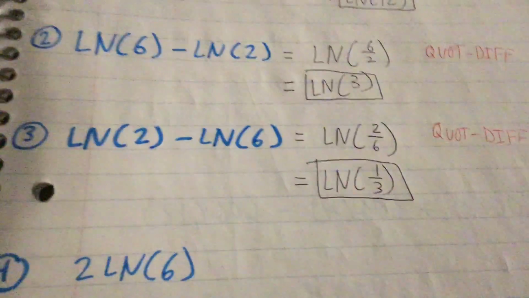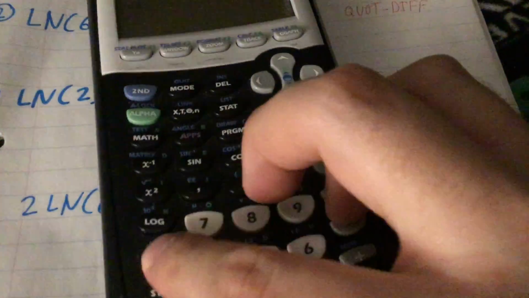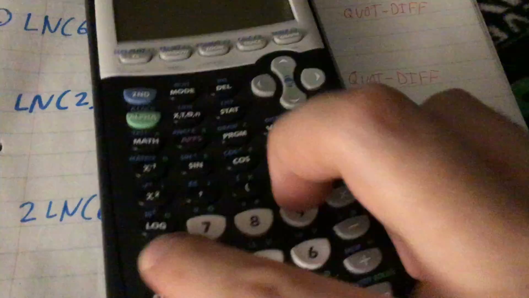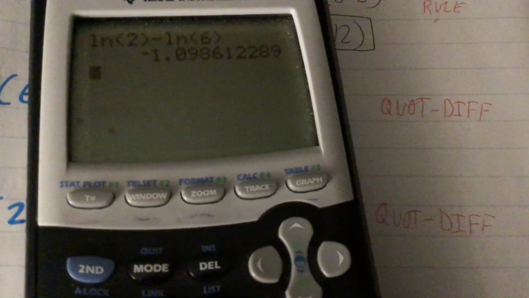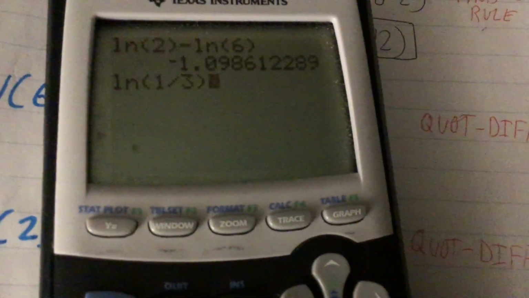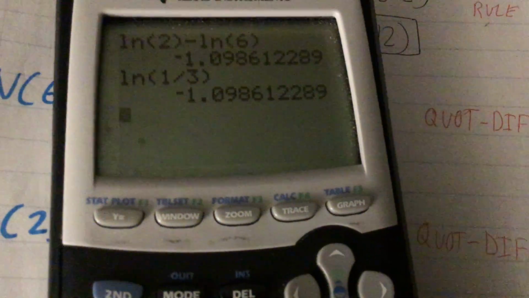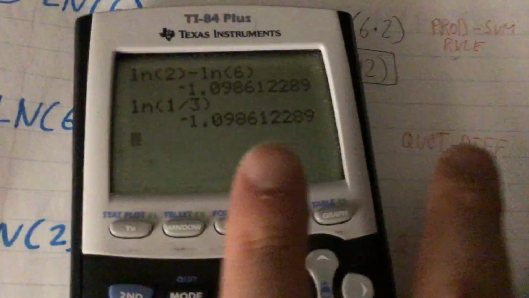And just to check my work, this time the natural log of 2 minus the natural log of 6. I have no idea what that is. Apparently it's negative 1.0986, and so on. But then I'm going to check my work by doing the natural log of 1/3. Love it. It's the exact same decimal because of the quotient difference rule.